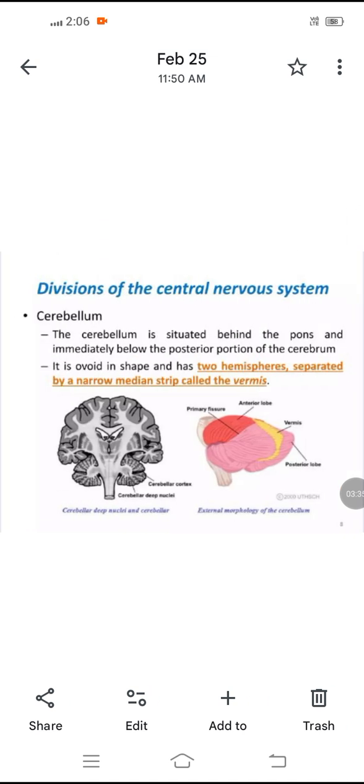Next, the cerebellum. The cerebellum is situated behind the pons and immediately below the posterior portion of the cerebrum.